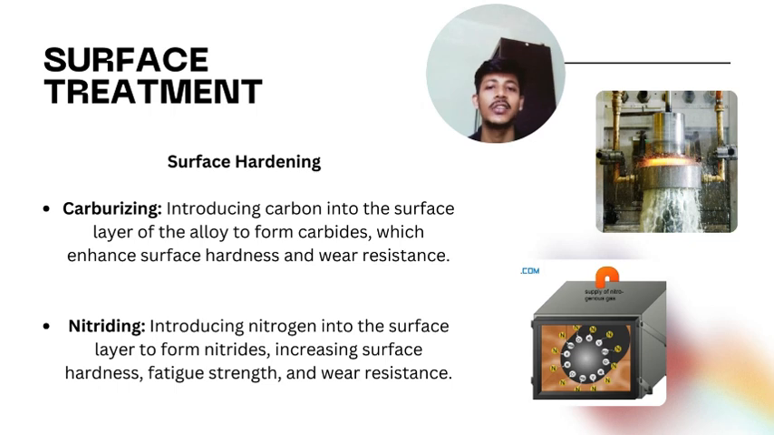Also, we'll talk about the nitriding process, where we add nitrogen to the surface layer of an alloy, and later on it forms nitrides with the surface layer, enhancing the surface hardness as well as the fatigue strength and wear resistance. And because of having more fatigue strength, these products are commonly used in aerospace and automotive parts.